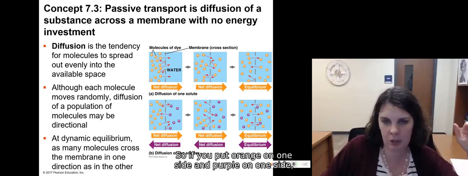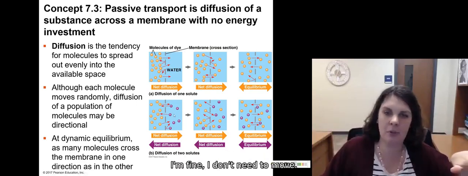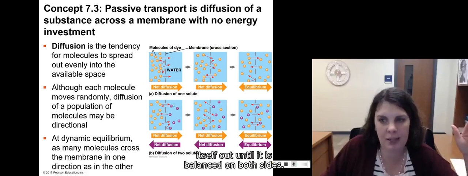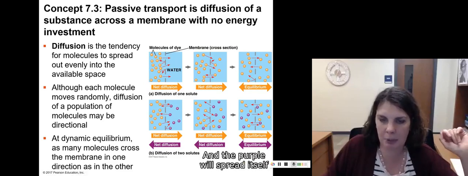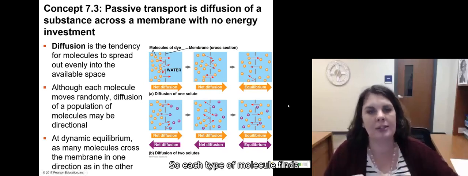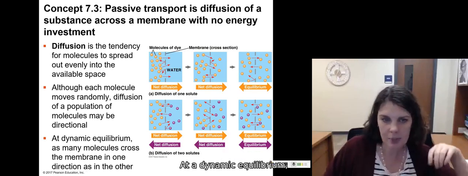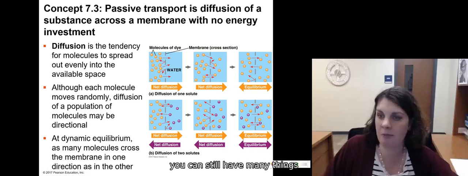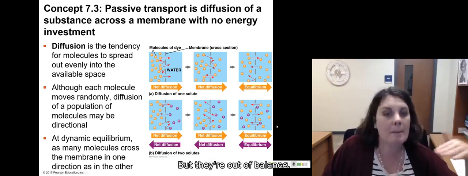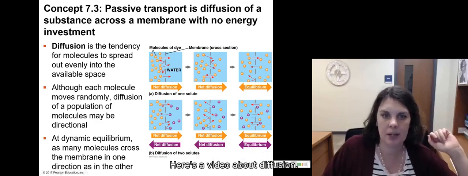If you had two different types of dyes, so if you put orange on one side and purple on one side, they're not just going to say, oh, there's already dye there, I'm fine, I don't need to move. They're each going to move independently. So the orange is going to spread itself out until it is balanced on both sides, and the purple will spread itself out until it is balanced on both sides. So each type of molecule finds its own equilibrium independently of the other types of molecules that are there. At a dynamic equilibrium, you can still have many things passing through the membrane. So you can see orange is still going in and out, purple is still going in and out, but they're at a balance. So you keep a consistent concentration on both sides.